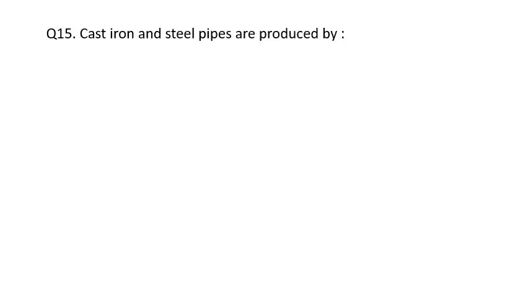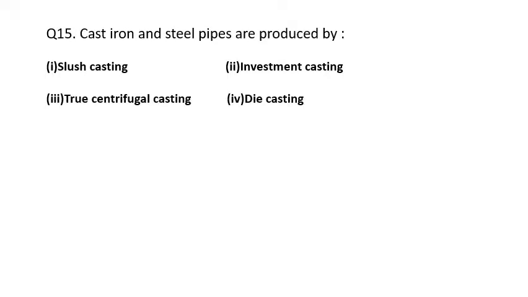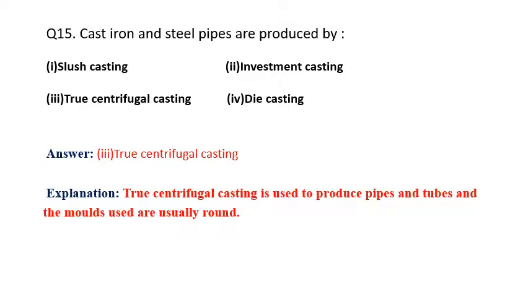Question number 15. Cast iron and steel pipes are produced by: 1. Slush casting, 2. Investment casting, 3. Centrifugal casting, and 4. Die casting. The correct answer is option 3, true centrifugal casting. True centrifugal casting is used to produce pipes and tubes because the molds are usually round.